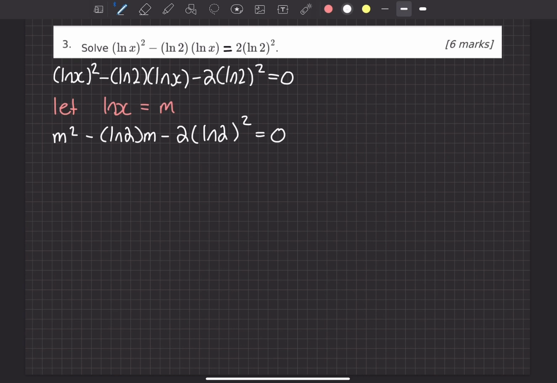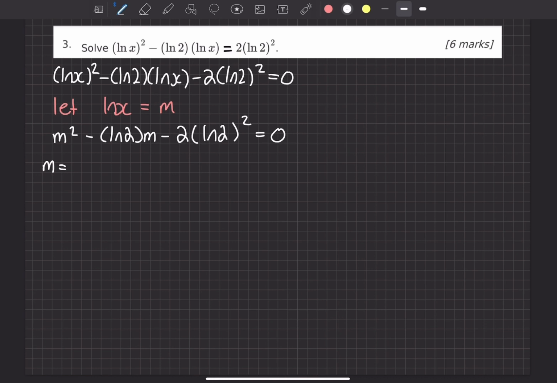Okay, and now we have a quadratic, right? And although this number is pretty weird, it is still a constant. There's no variables, there's no m's there, so it does count as a c. So what we do next is just use the quadratic formula.